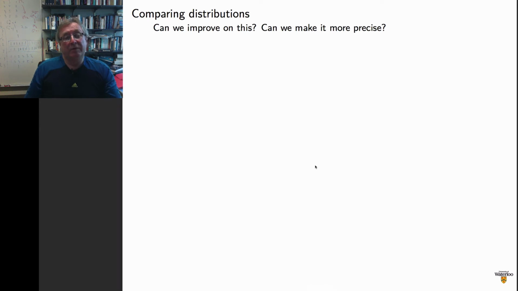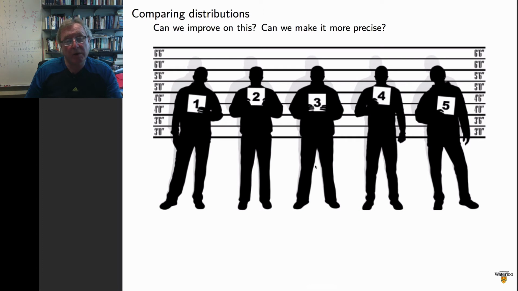So the thing is, can I make this easier? Can I improve on this process? Can I make this judgment of whether or not these things look different from one another more precise? Well, here's a way that's called a lineup test, and the motivation is to think that we've got some criminal act being perpetrated, and we have a person that we think may be the suspect for it.